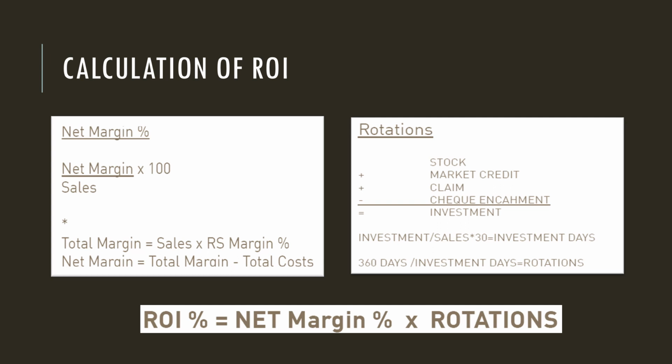Total cost is the sum of all the cost components that we have seen before. So net margin is equal to total margin minus total cost, and net margin percentage is equal to net margin divided by sales, that is turnover, into 100. So let's see what rotations is now. The rotations formula is equal to 360 divided by investment days. Here the investment days formula is equal to investment divided by sales into 30. So now we can calculate the ROI percentage using this formula.